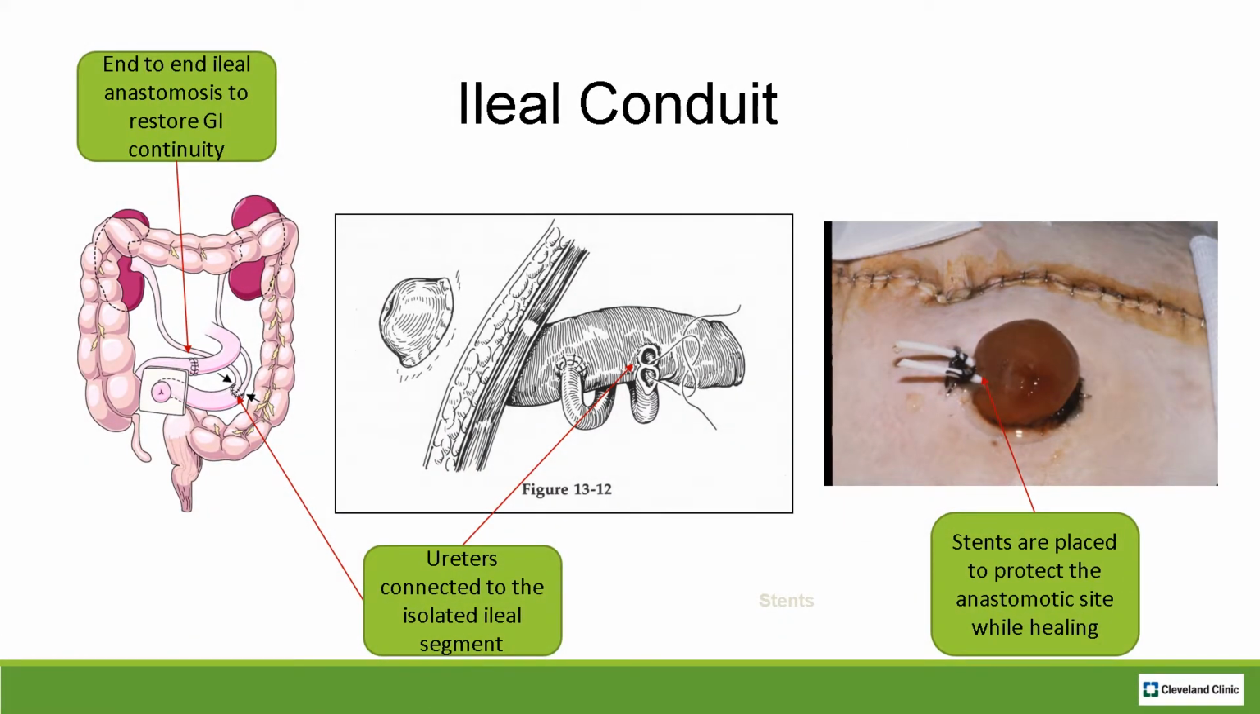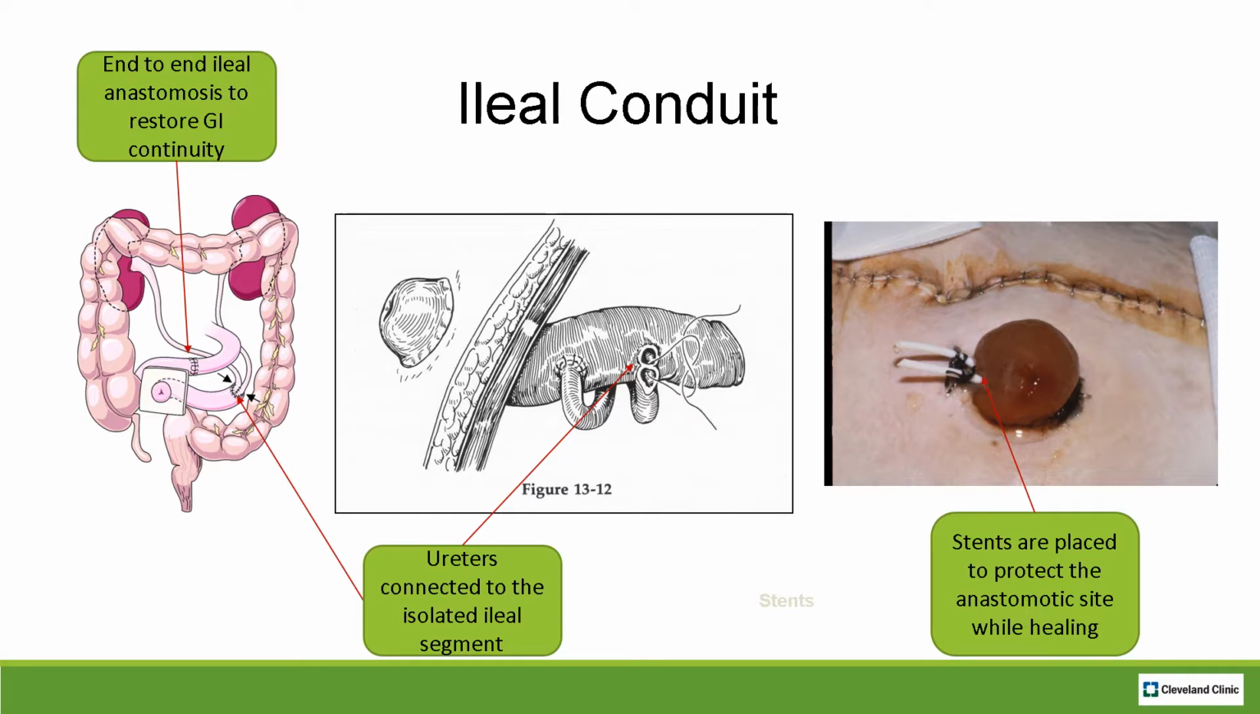The most common incontinent urinary diversion is the ileal conduit. In this surgery, a 12 to 18 centimeter segment of ileum with the mesentery intact and attached is isolated from the rest of the ileum. The two ends of the remaining ileum are then anastomosed, or reconnected, to restore the gastrointestinal continuity. The proximal end of the isolated ileal segment is sutured closed, and then the distal end is brought out onto the abdomen and a stoma is created.